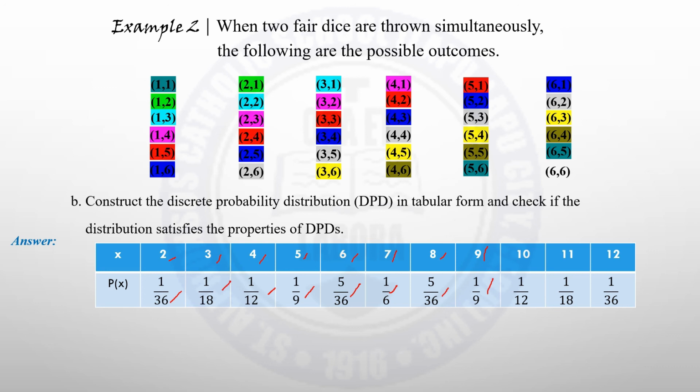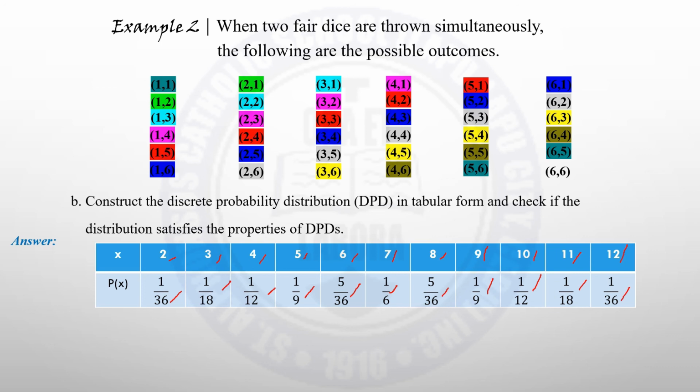The probability of a number whose sum is 10 is equal to 1 over 12. The probability of a number whose sum is 11 is equal to 1 over 18. And the probability of a number whose sum is 12 is equal to 1 over 36.